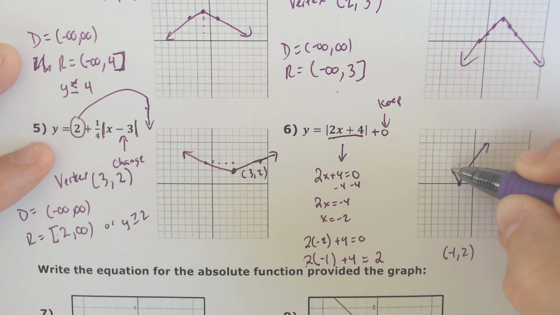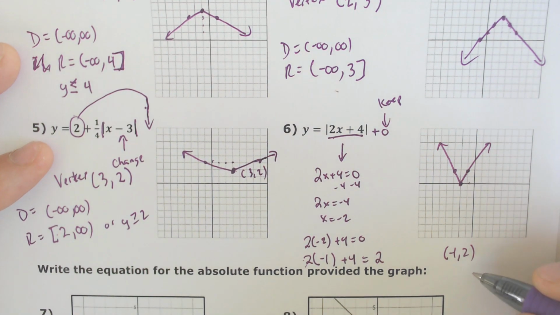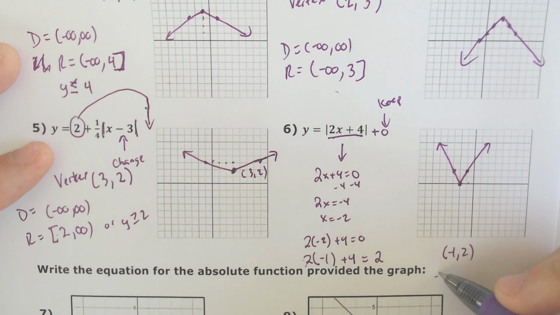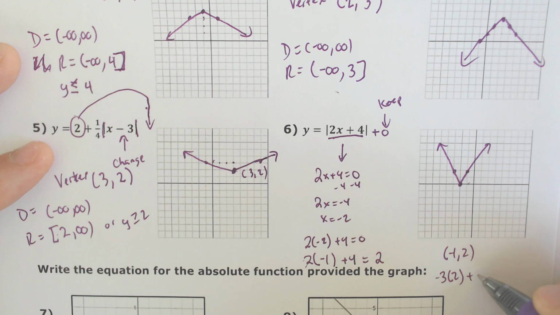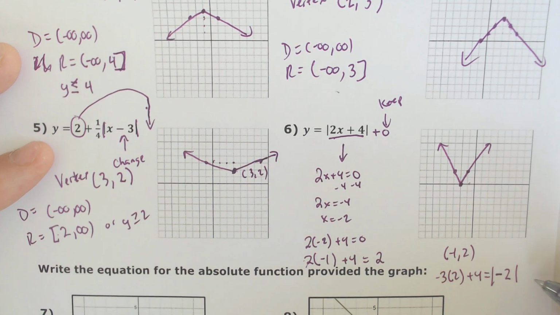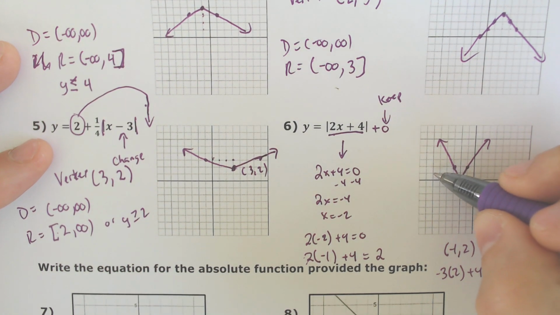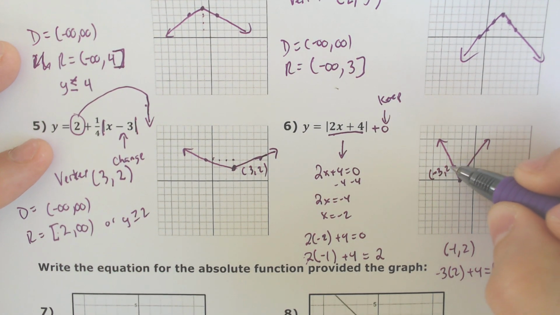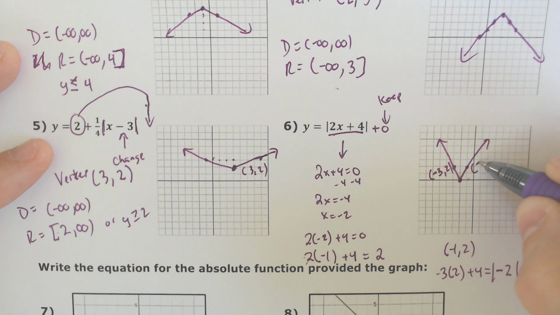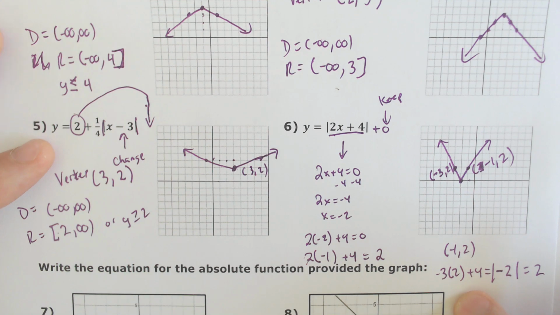And it would be mirror imaged on the other side. If we want to double check it, what would happen if we plugged in the number negative 3? Negative 3 times 2 plus 4 ends up being negative 2, but remember there's absolute value bars, so it makes it positive 2 as well, which is why we have a point at negative 3, 2 and a point at negative 1, 2. So both of them are mirror imaged right there.